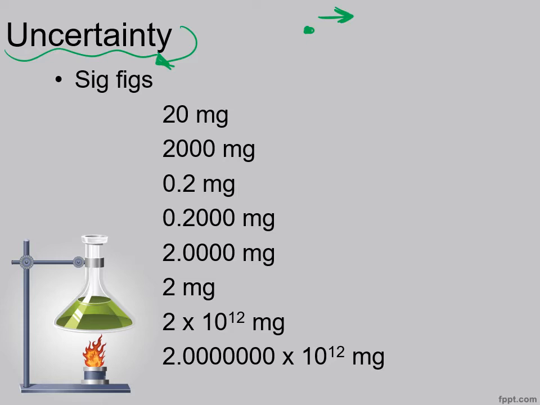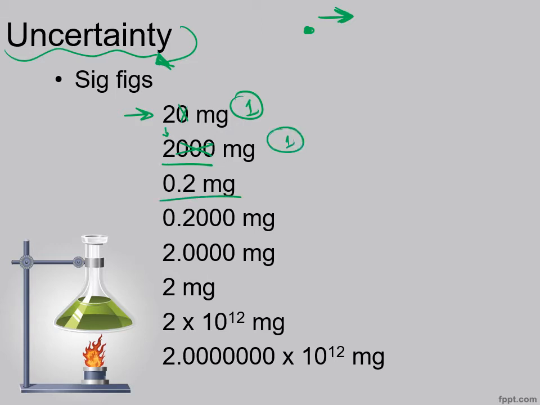Let's practice identifying the number of sig figs in each of these pieces of data. So here I have 20 milligrams. There's no decimal, so the zero does not count as a significant digit. We only have one sig fig in this piece of data. Here, 2,000 milligrams. Again, there's no decimal, and so those zeros don't count. Only that 2 is significant. I have one sig fig.